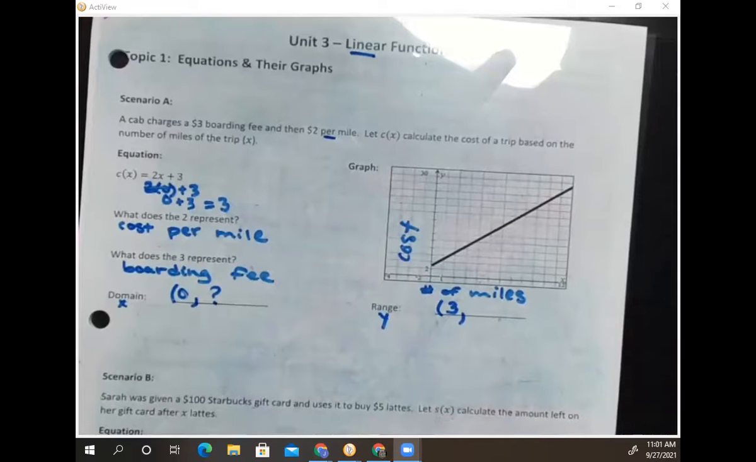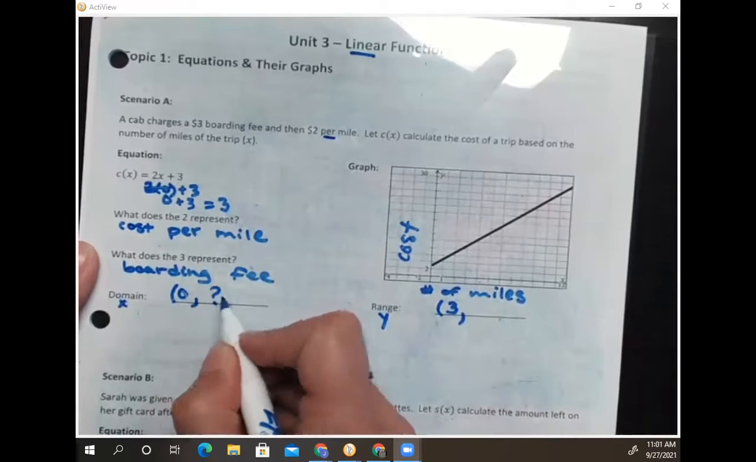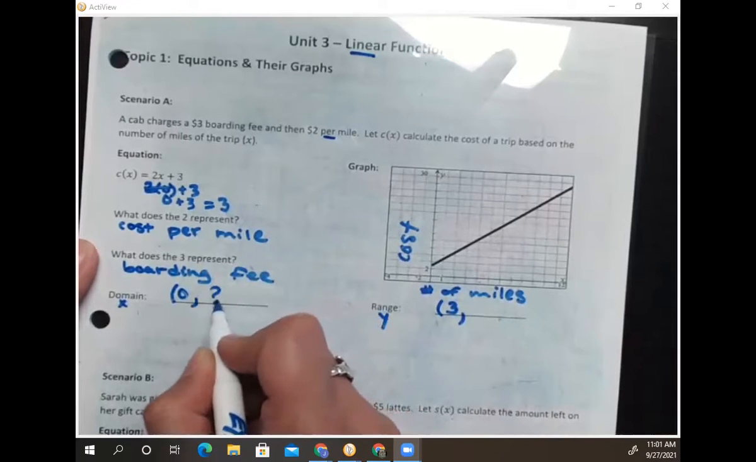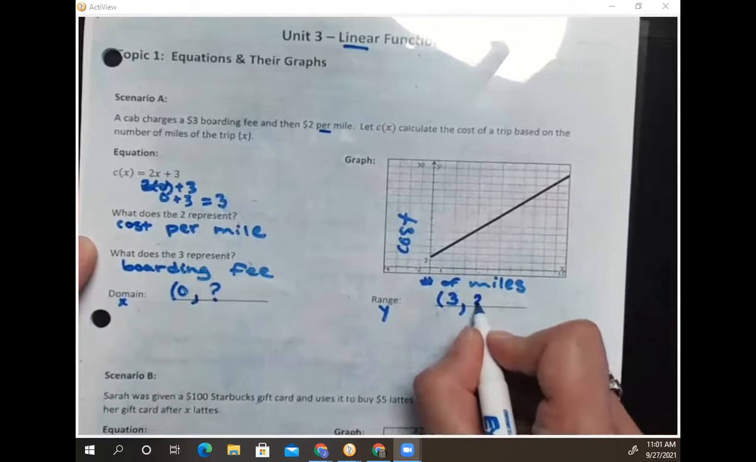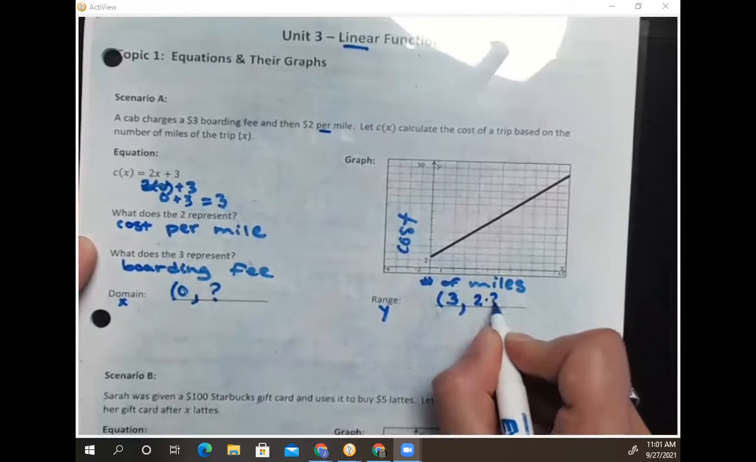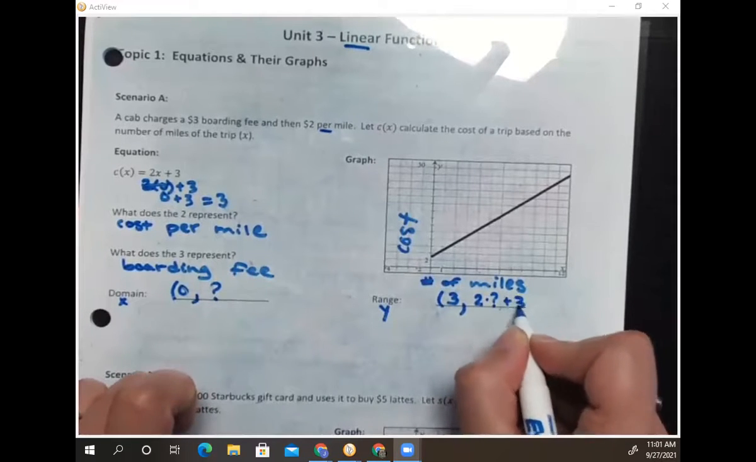So if our domain is anything bigger than 0, and we plug in 0 for x, our range has got to be anything bigger than 3. And then our range will go to whatever this question mark ends up being. So I'm going to sort of leave it in general terms to start. So the top of our range would be 2 times whatever this number of miles is, plus 3.